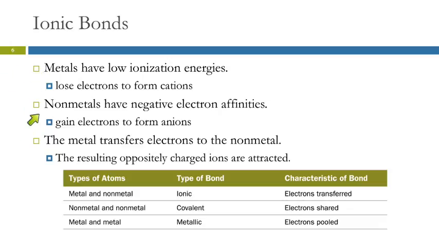When you've got a metal and a nonmetal getting together, the metal transfers the electrons that it's getting rid of to the nonmetal. As a result of that, you have oppositely charged ions and you have electrostatic attraction between those charged ions. So this table summarizes the three basic types of bonds. We're just talking about ionic right now. It's between metals and nonmetals, and the characteristic of it is that electrons are transferred.